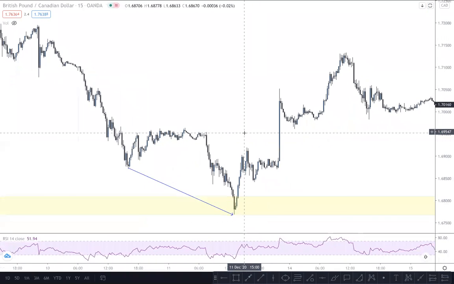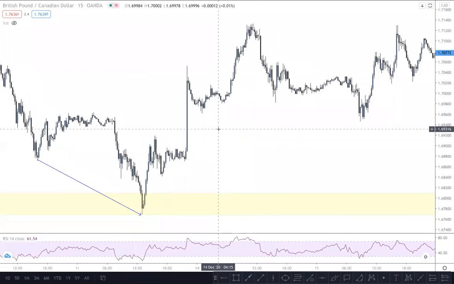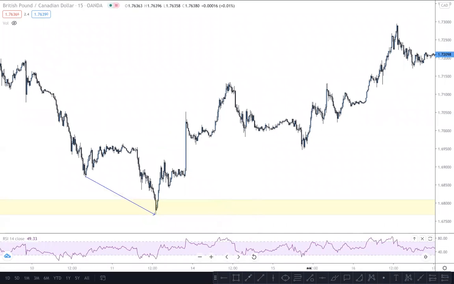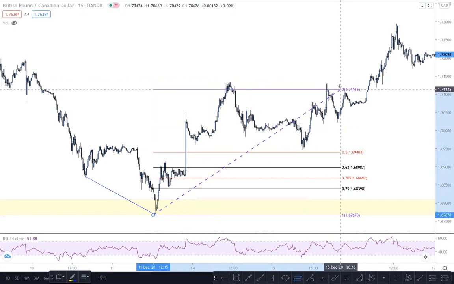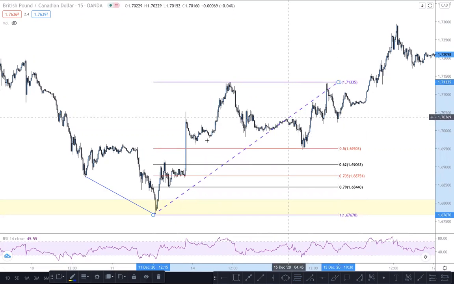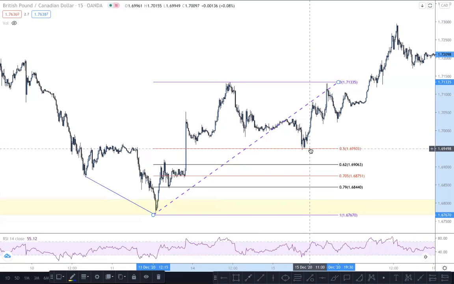Right? We captured liquidity, broke market structure, and now let's pull out fib and see what happened. Just to blow your mind. Imbalance here, 50%. Optimum trade entry. And it wasn't just a 50%.